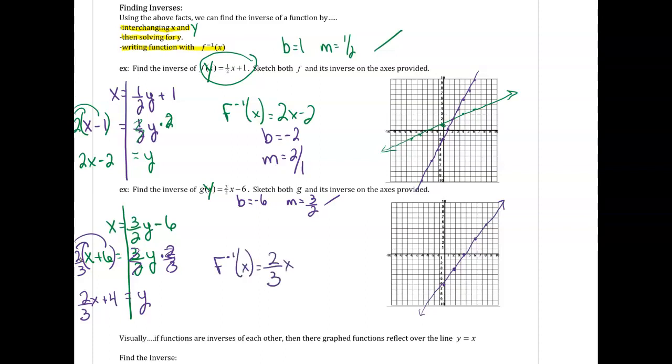And now I'm going to graph this one. So let me switch colors for this line. All right, so I'm going to begin at 4. And then I'm going to go up 2 over 3. Again, I'm trying to do this.